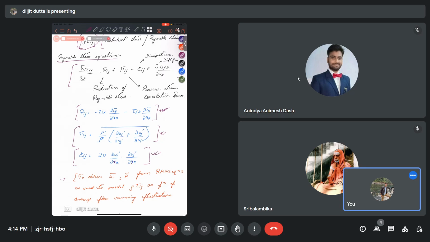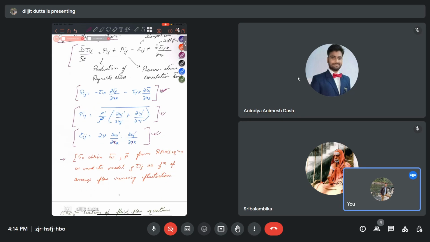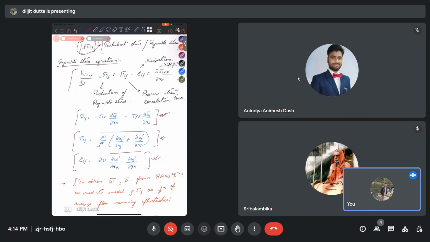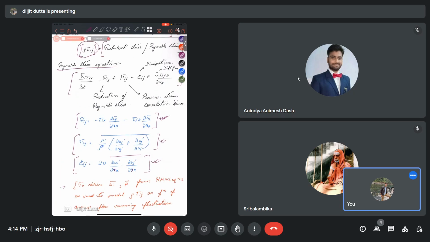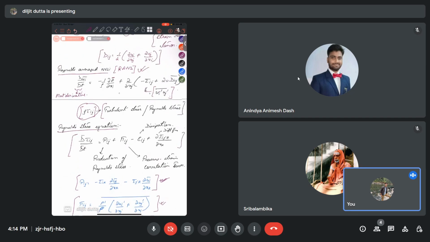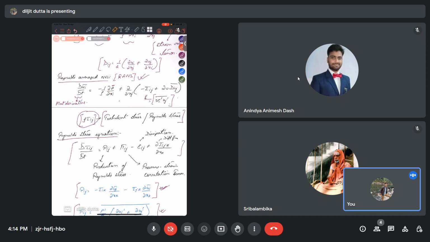Okay, so we are taking only the fluctuation velocities that will be coming in this equation, and finally we will have to take an average over the whole term after calculation. So if we substitute these terms and solve the Reynolds stress equation, we will get a value for the Reynolds stress, and then we will substitute that in the Reynolds averaged Navier-Stokes equation and get the solution for turbulent flow.